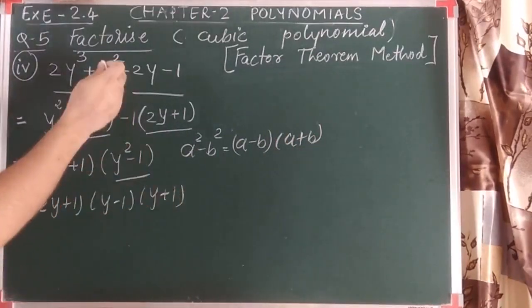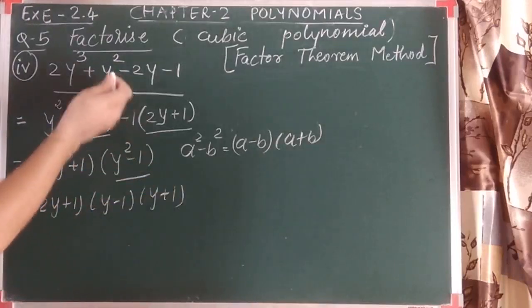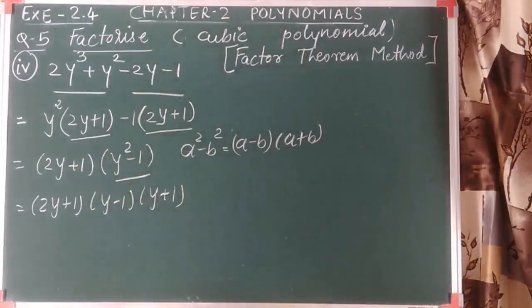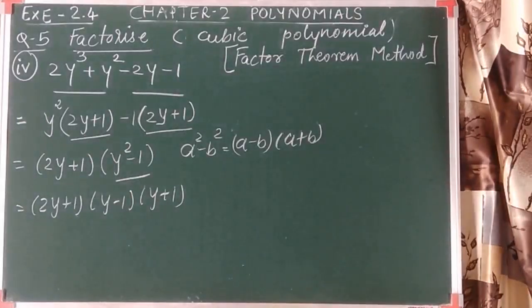So you can see that here we obtained the 3 factors of this cubic polynomial the easiest way. It is not compulsory that all the sums can be done by this way. But as I told you, whenever it is possible, you can go for this method.